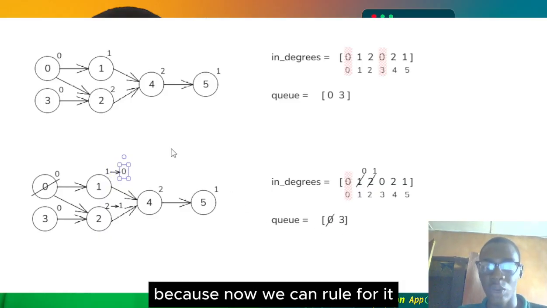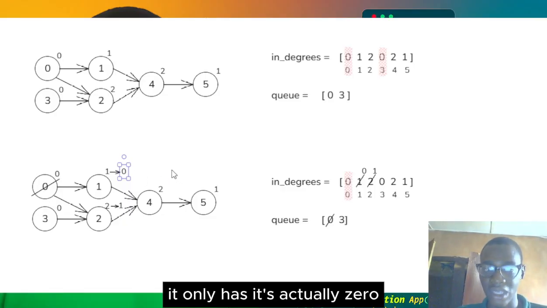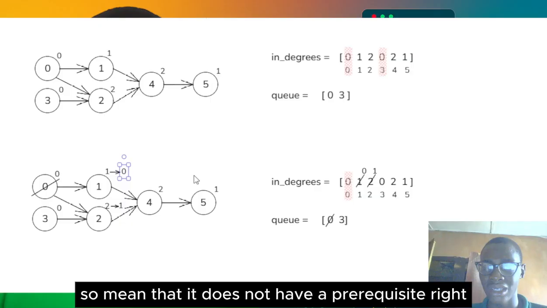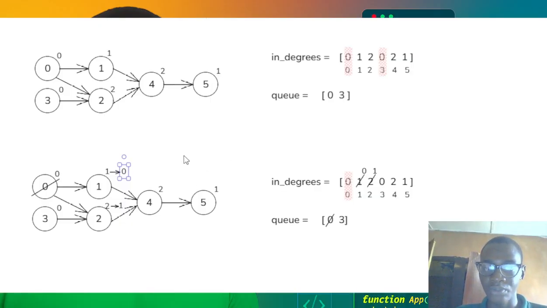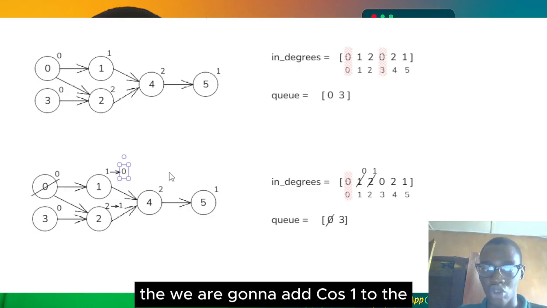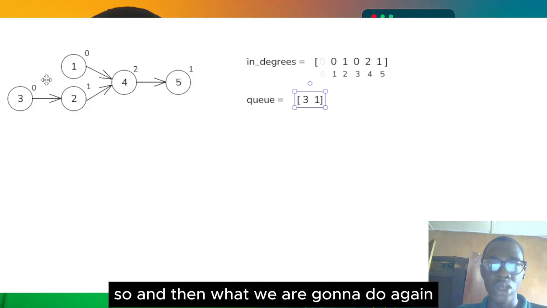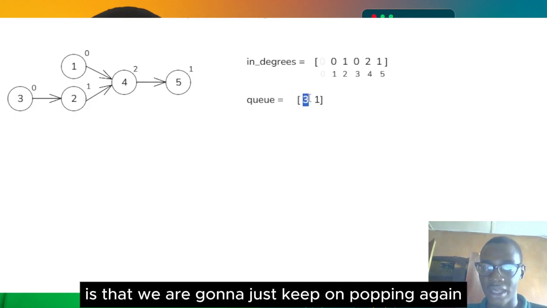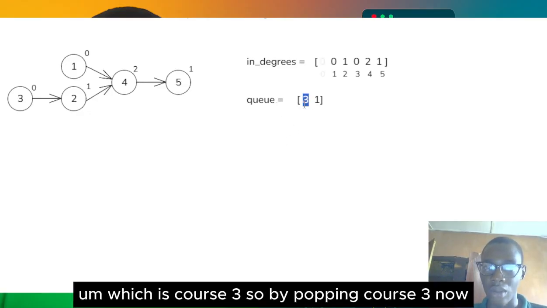Why? Because now we can enroll for it, because it does not have any in degree any longer. It's actually 0, meaning that it does not have a prerequisite, right? So we are gonna add cos1 to the queue, because it has an in degree of 0. Then we're gonna keep on popping again, pop the latest cos from the queue, which is cos3.